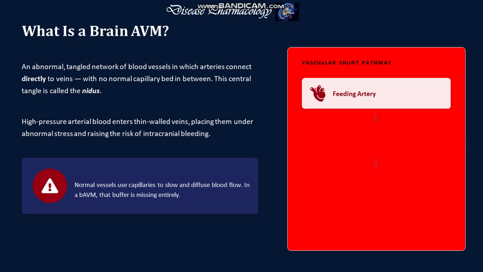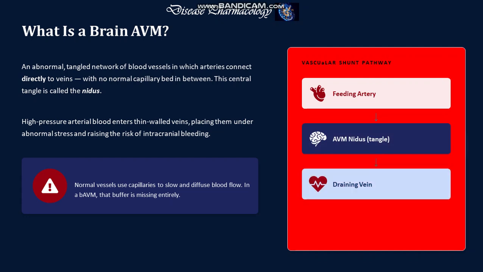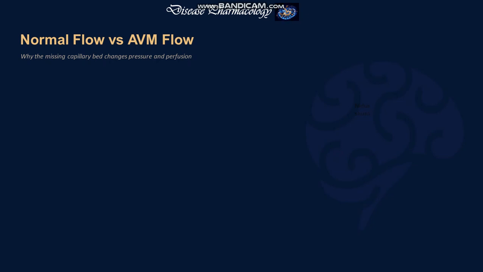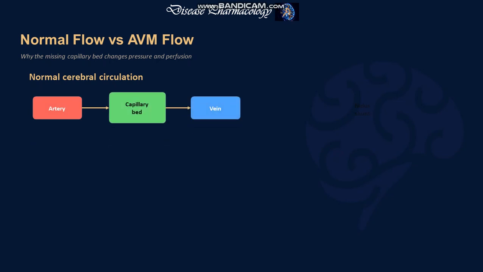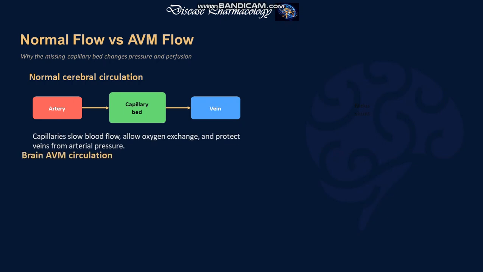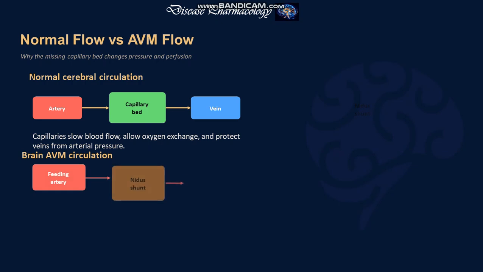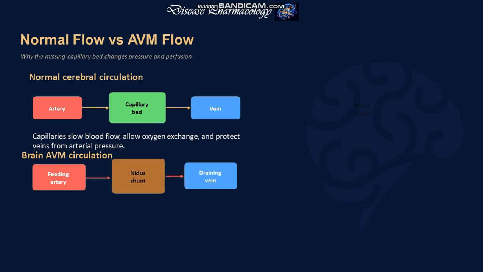Vascular shunt pathway: feeding artery, AVM nidus, and draining vein. This is the vascular shunt pathway. That is very important: normal flow versus AVM flow. That is the normal cerebral circulation: artery, capillary bed, vein. But in AVM circulation, feeding artery, nidus shunt, and draining vein, there is no capillary bed in between, and that is the major root cause of the problem in AVM.